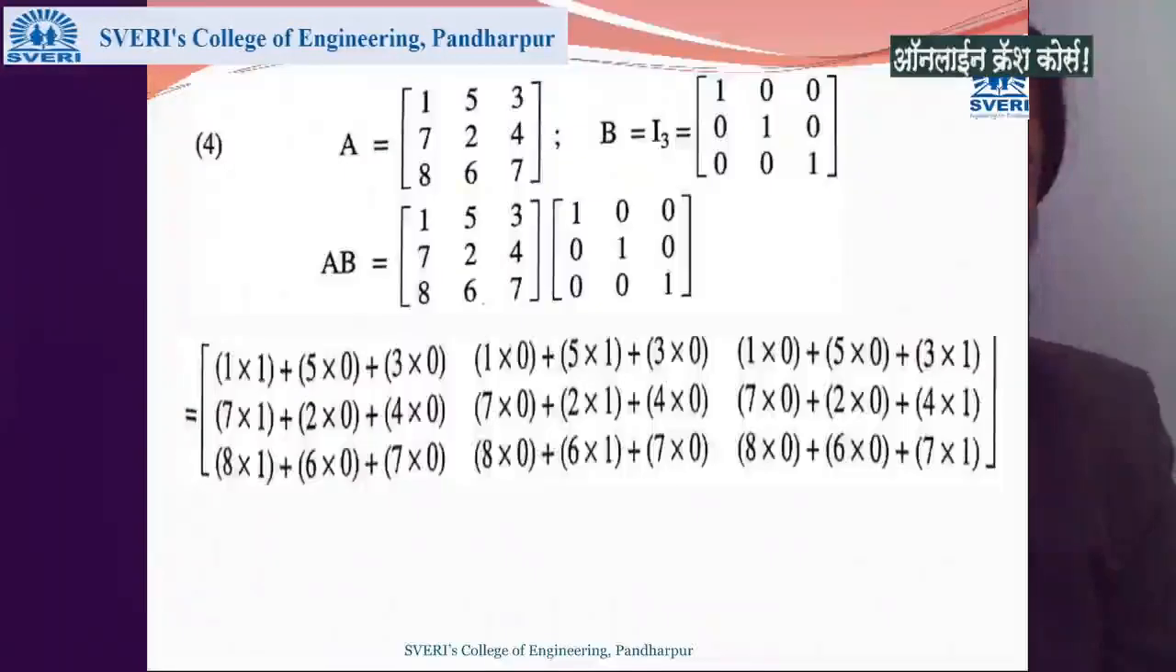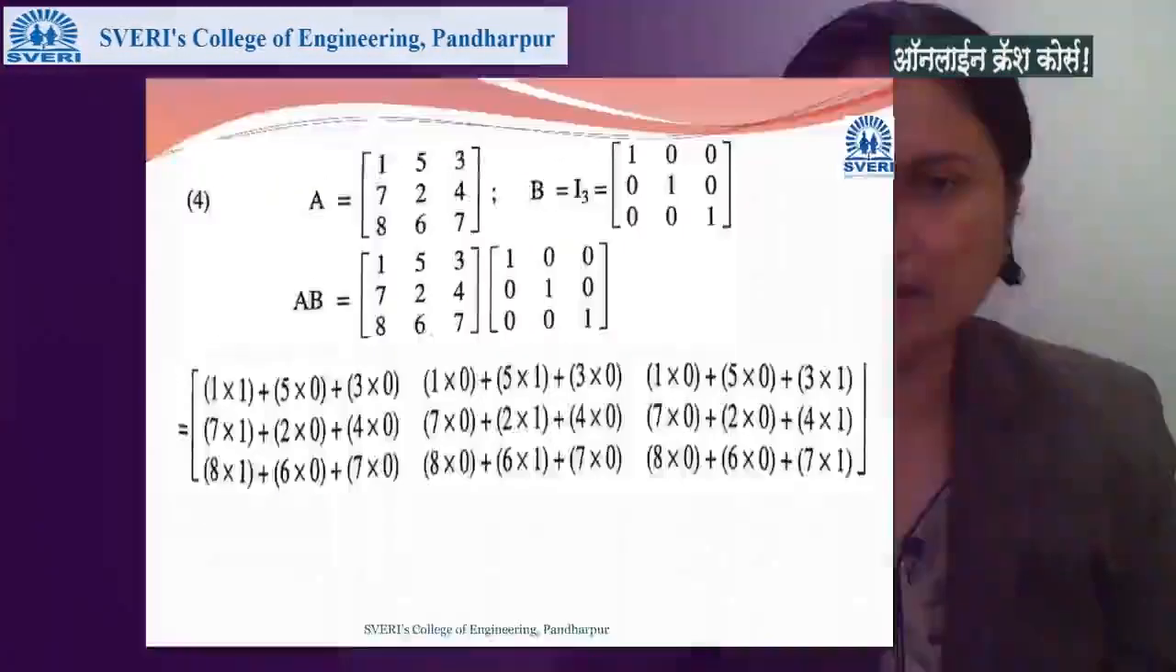Now we take matrix A with order 3 by 3 and matrix B, the identity matrix, with order 3 by 3. So A into B, again R1 C1, R1 C2, R1 C3, R2 C1, R2 C2, R2 C3, R3 C1, R3 C2, R3 C3. So by using this trick we can multiply matrix A and matrix B with order 3 by 3.